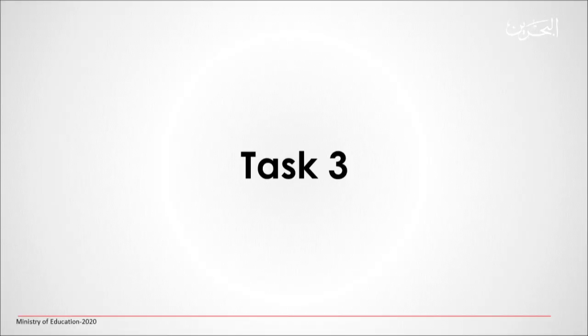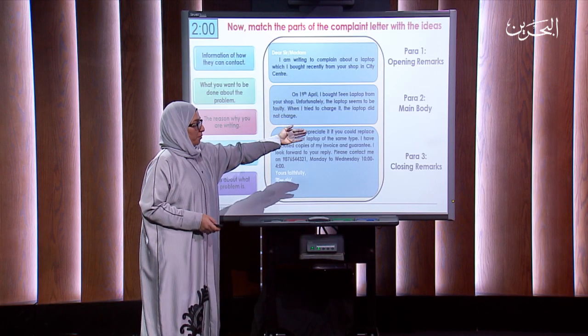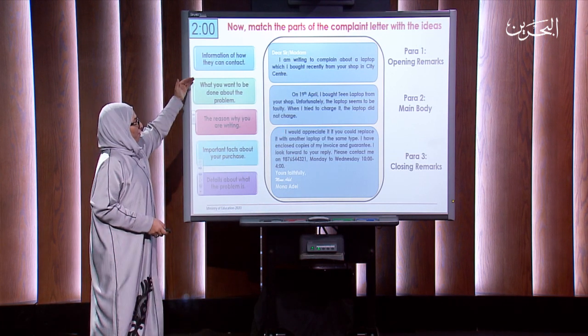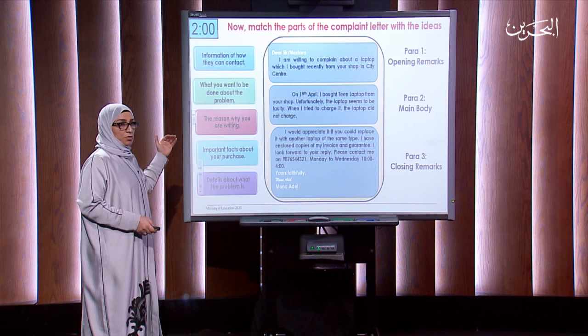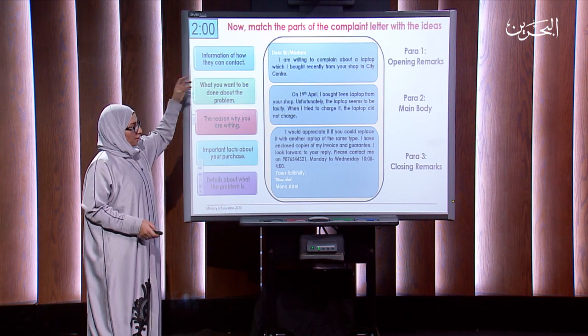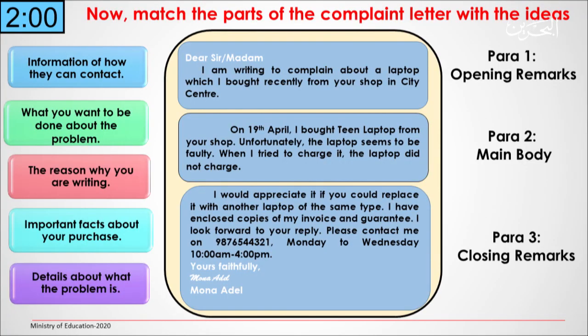Now, my dear students, let's move on with our lesson, task 3. Here, you have a layout of a complaint letter. Paragraph 1, opening remarks. Paragraph 2, main body. And paragraph 3, closing remarks. Here you have the parts of the paragraph. We want to match each paragraph with the information that is included in it. For example, information on how they can contact you. In which paragraph can we write this information?